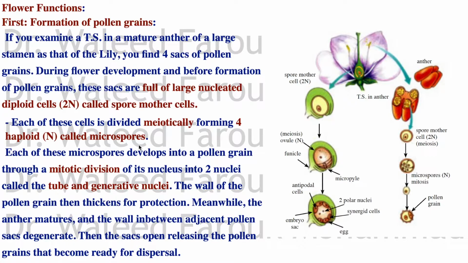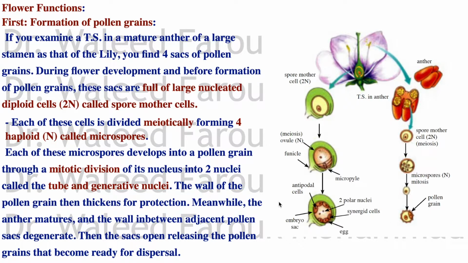to achieve the division of its nucleus, and the mitotic division occurs in the nucleus, and the nucleus divides into 2 nuclei. One of them is called the tube nucleus and the other is called the generative nucleus, and each of them has a purpose. Remember, the microspores develop into a pollen grain through mitotic division, and the nucleus, by this means of mitotic division, divides into 2 nuclei called the tube and the generative nuclei. See that? 2 nuclei.